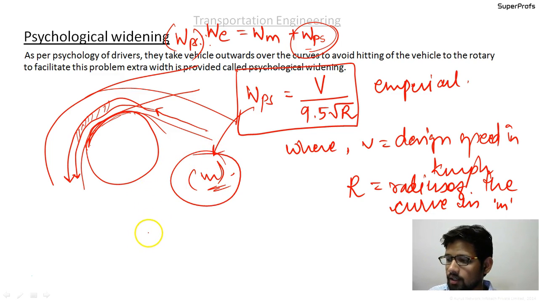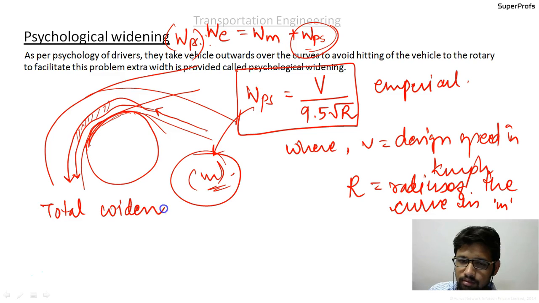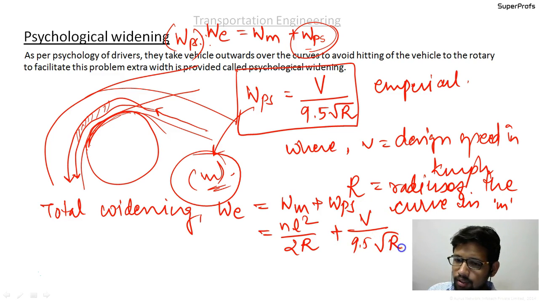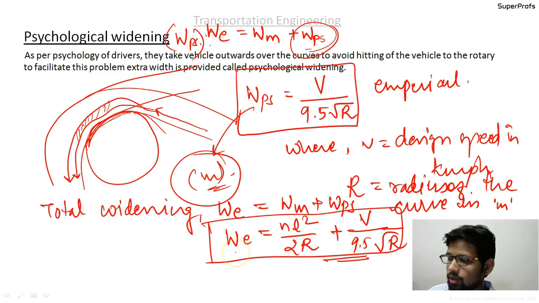Okay, and so the total widening is given as WE equal to Wm plus WPS, which is given by NL square upon 2R plus V upon 9.5 root R. Okay, WE equal to NL square upon 2R plus V upon 9.5 root R.